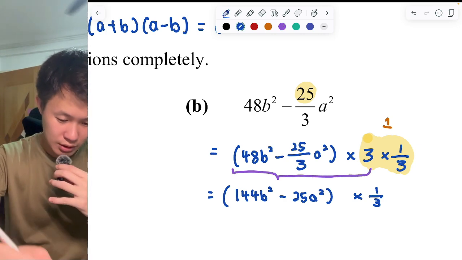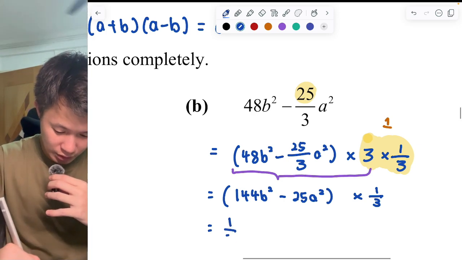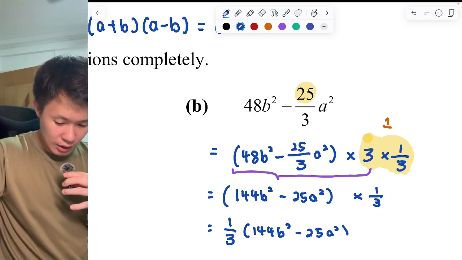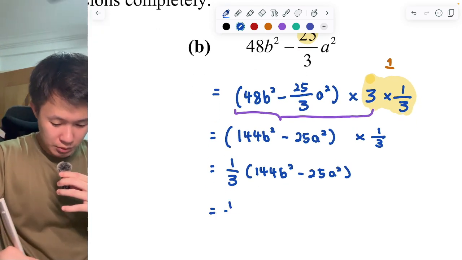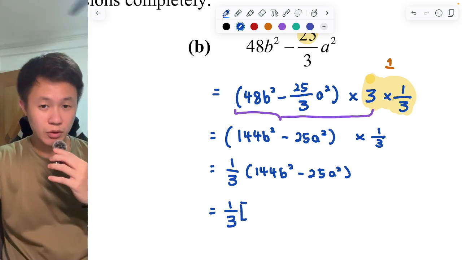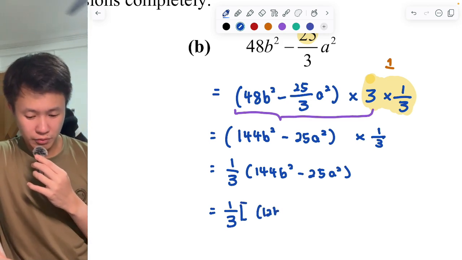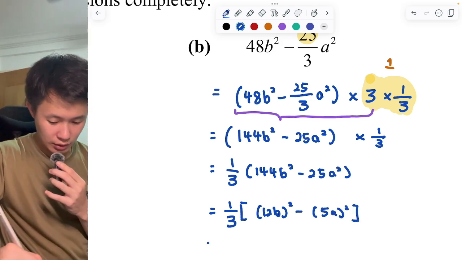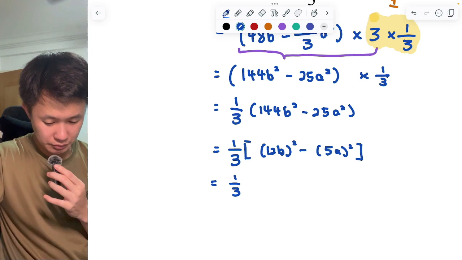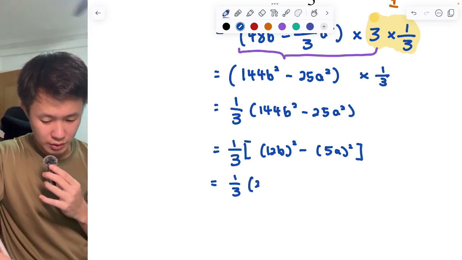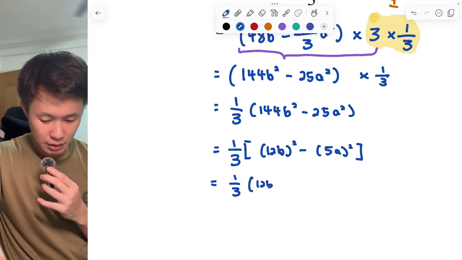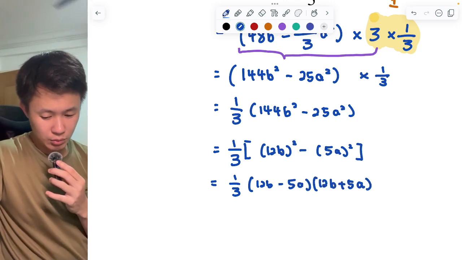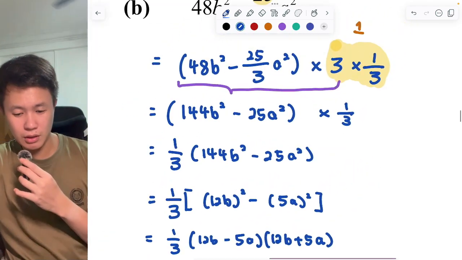Now over here, it's a little bit nicer. So I'm going to put the 1/3 in front. I have 144b squared minus 25a squared. And from here, we will be able to factorize it very well. Why? Because 144b squared is now a very nice (12b) squared minus (5a) squared. And there we go. We have 1/3 times 12b minus 5a, 12b plus 5a. It doesn't really matter whether you do plus or minus first, as long as you get there.